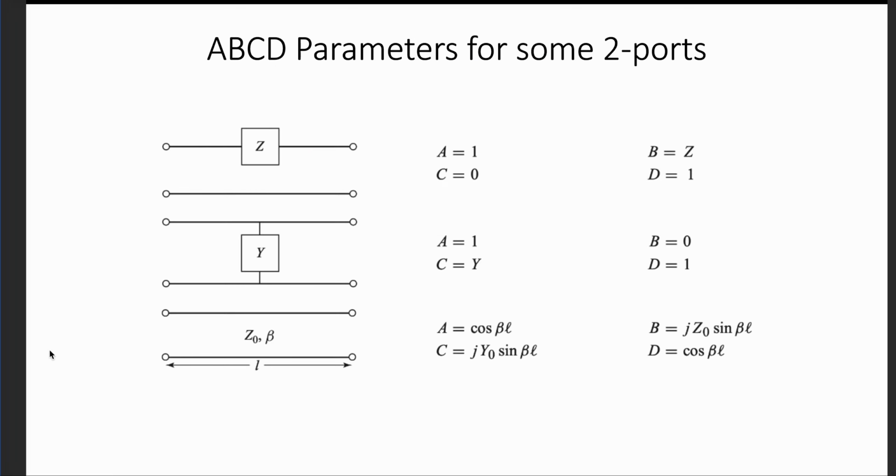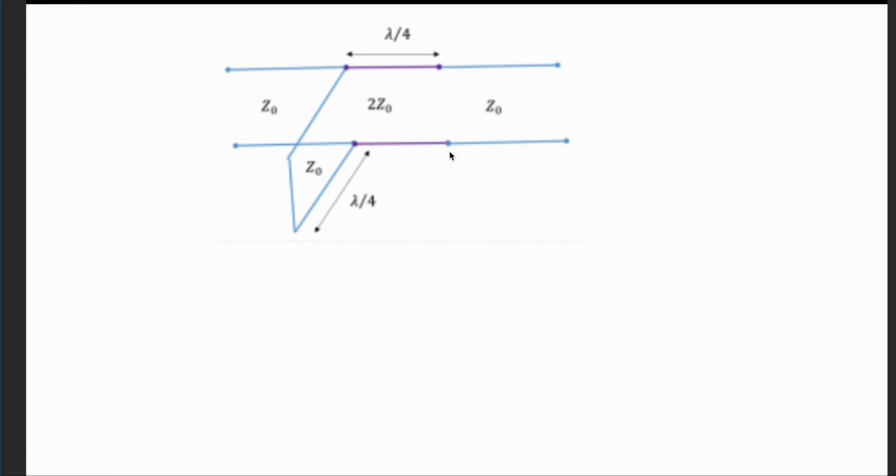And I can tell you, you need to use this formula. If you know what the ABCD matrix of a transmission line of length L and characteristic impedance Z naught is, you can use this formula in order to solve this problem. But I want to know how we can use the same formula in order to solve the ABCD matrix of this.